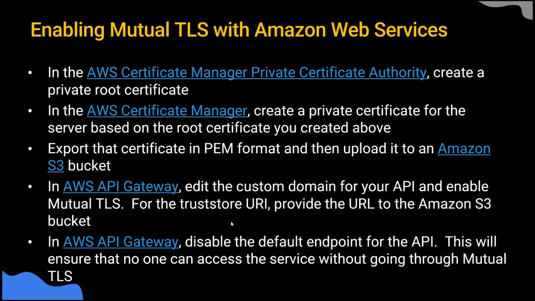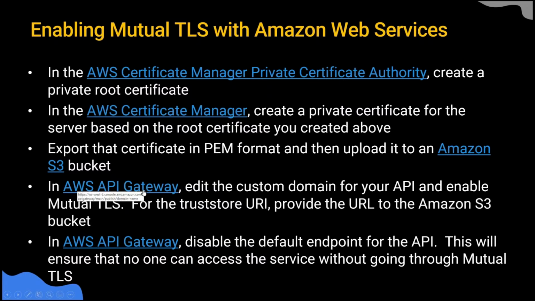Now, remember, for the mutual TLS, the client certificate is private. So we're going to go into the AWS Certificate Manager, but we're going to go to the Private Certificate Authority now, and we're going to create a private root certificate. Then we're going to create a private certificate for the server based on that root certificate. We're going to export that certificate in PEM format, and then we're going to upload it to an Amazon S3 bucket. And that's because now we need to go back to the gateway and tell it what the server certificate is going to be that's going to be used for the validation of the client certificate.